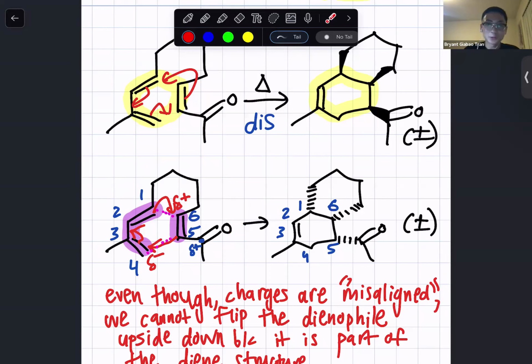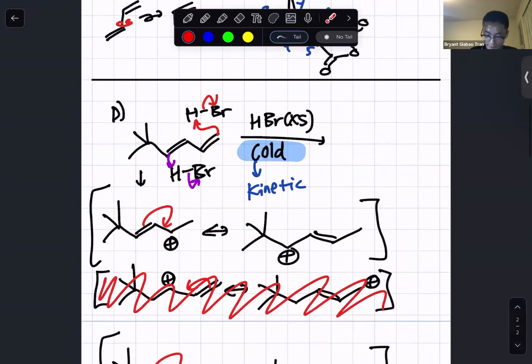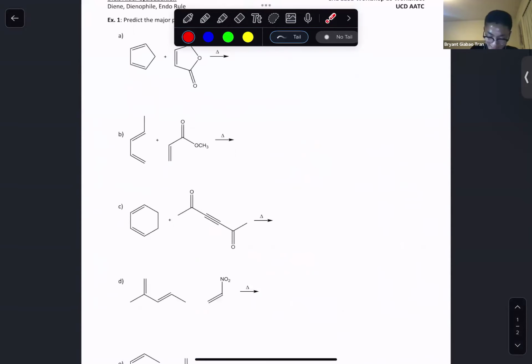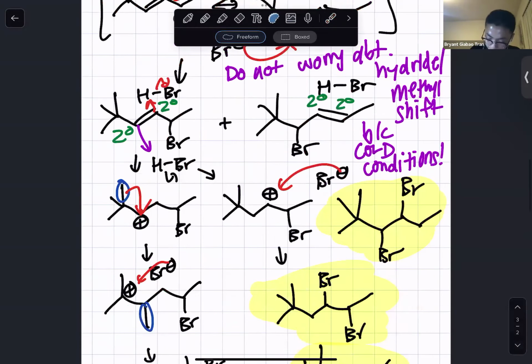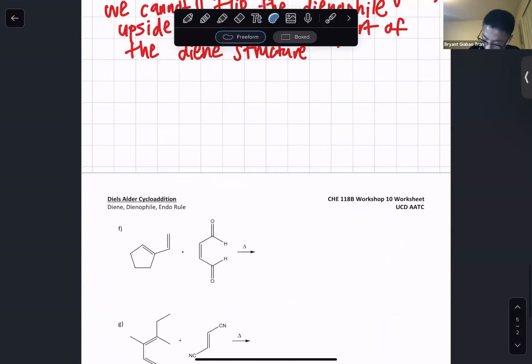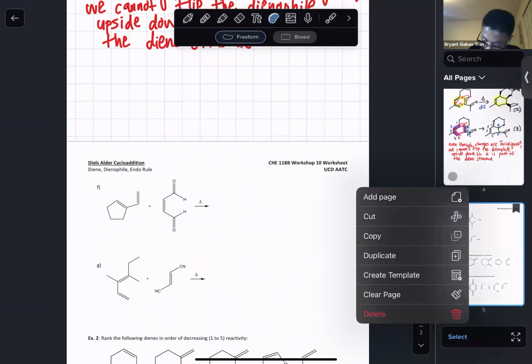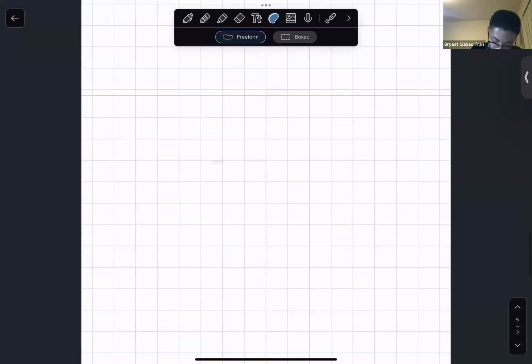Right. So let's do more Diels-Alder reactions to reinforce that concept. Like let's say we have this here. Or any other questions before we go on with this worksheet? Okay, let's do this problem here.